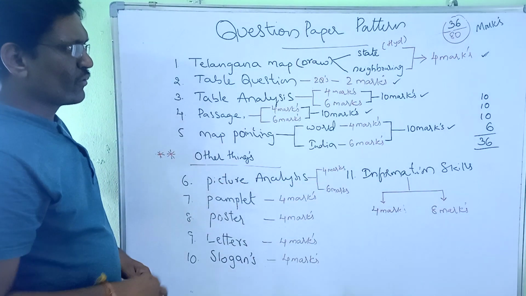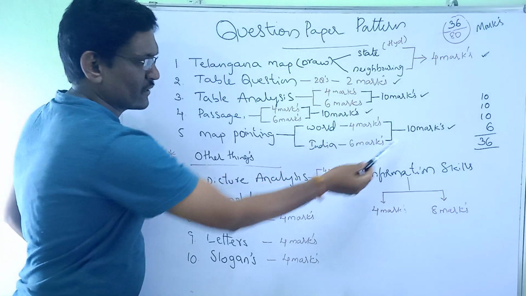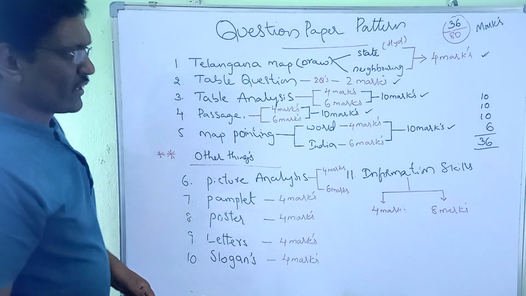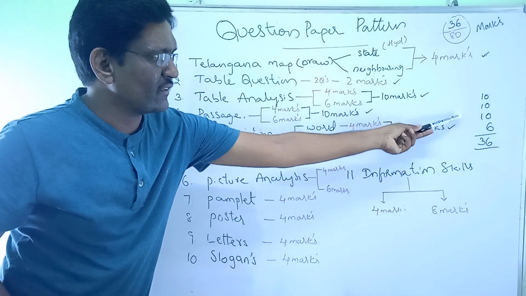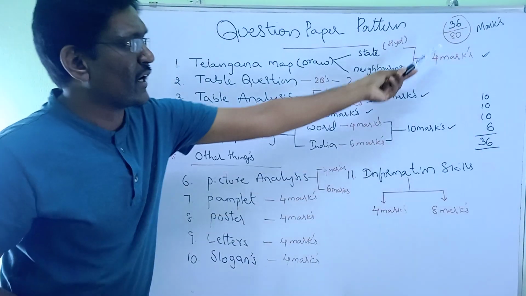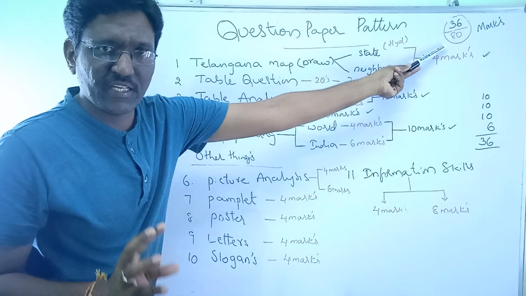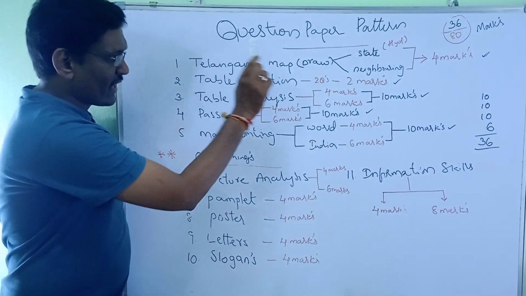Now if you see overall, this is 4, this is 2, and this is 10, this is 10, and this is 10. So what it makes here, you can see overall 36 marks are given. So 10, 10, 10, and 6, that is 36. Okay, so it means total 80 marks are given in the exam, an 80 marks paper. In that, 36 marks are mostly covered from this area.